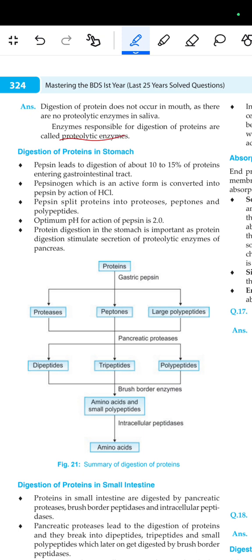Digestion of the protein in the stomach: pepsin leads to the digestion of about 10 to 15% of the protein entering the gastrointestinal tract. Pepsinogen, which is in the inactive form, is converted into pepsin by the action of the HCl. Pepsin splits the protein into proteoses, peptones and polypeptides. Optimum pH for the action of the pepsin is 2.0. Protein digestion in the stomach is important as it stimulates the secretion of the proteolytic enzymes of the pancreas.